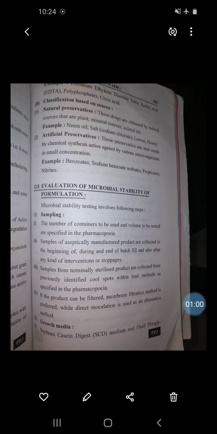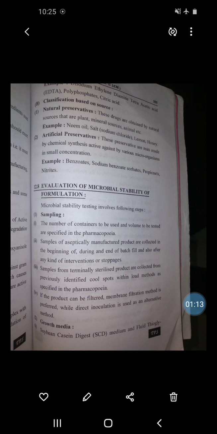The microbial stability test involves the following steps: first, sampling; second, growth media. In sampling, the number of containers to be used and volume to be tested are specified in the pharmacopoeia. It means it is evaluated as per pharmacopoeia. Then samples of aseptically manufactured products are collected in the beginning, during, and end of batch fill, and also after any kind of interventions or stoppages.